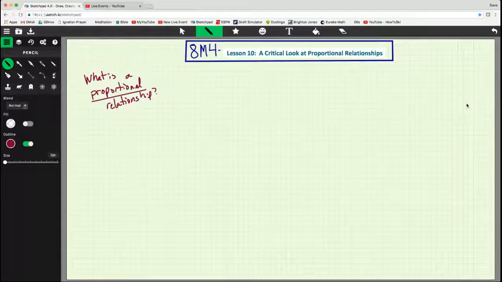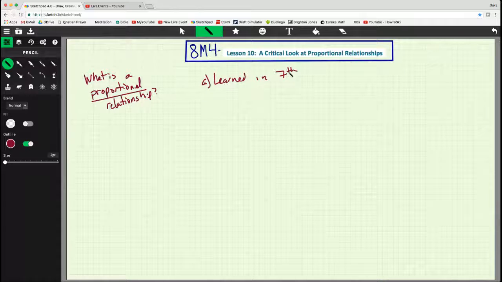Okay, so what is a proportional relationship? When we talk about proportional relationships, we need to understand what that means. And what we did, again, is we learned this in 7th grade. I'm going to remind you. We learned some of the features of proportional relationships. We're going to review them over this lesson and the next lesson.